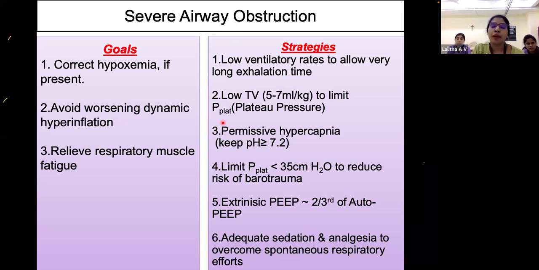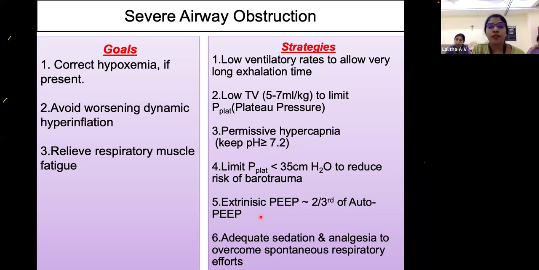Thirdly, what is the problem when you're using a low tidal volume and low rate? CO2 buildup happens. But if the pH is more than 7.2, you can accept CO2 up to 50 or 60. You will not be chasing the CO2 unless the child has brain injury or raised ICP, so don't worry about the CO2. The other thing to monitor is the plateau pressure. Here you can accept up to 35 centimeters, unlike in ARDS, where one has to keep it less than 28. But in bronchial asthma, it is 35 centimeters.